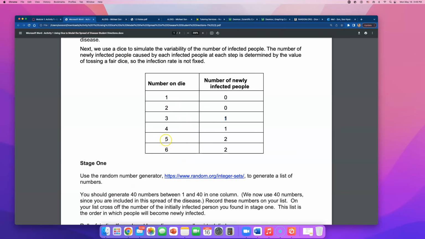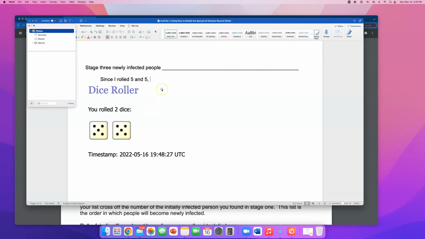This is not good, look. Rolling a 5 means I have how many newly infected people? 2 newly infected people. So I have to write those down. I have 2 plus another 2. Why? Because I rolled 2 dice and both of them came out to be 5 and 5.